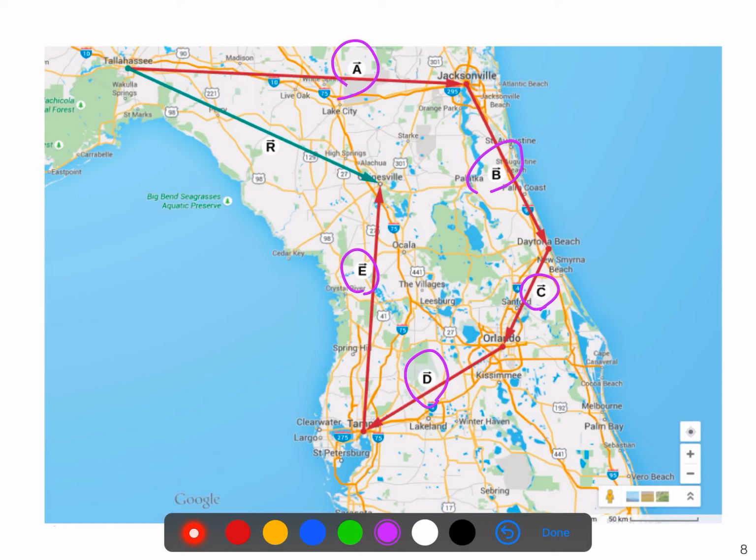And then in the end, we end up with our resultant vector where we start at the tail of A and we point to the head of E, and this is our resultant vector. Okay, so this is a displacement vector which is going to tell us where we are when we finish relative to where we started.